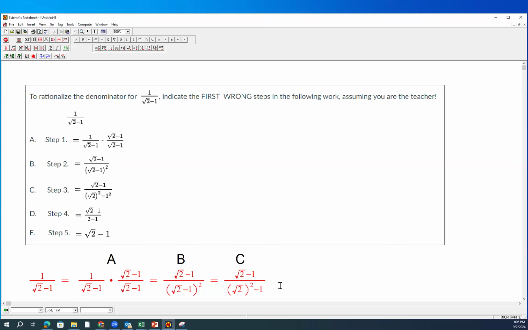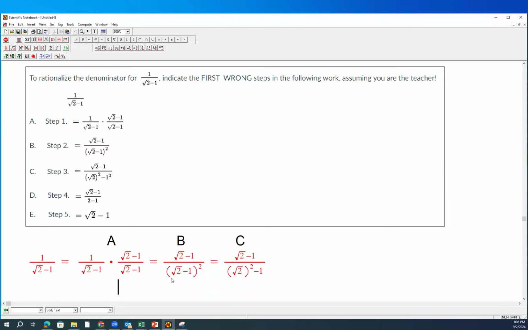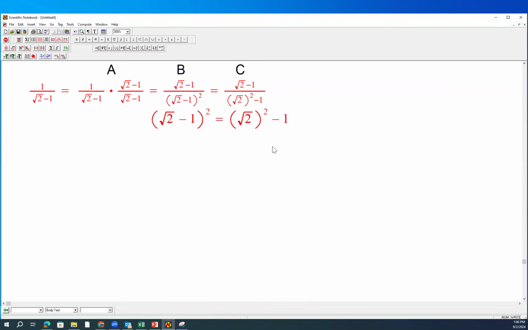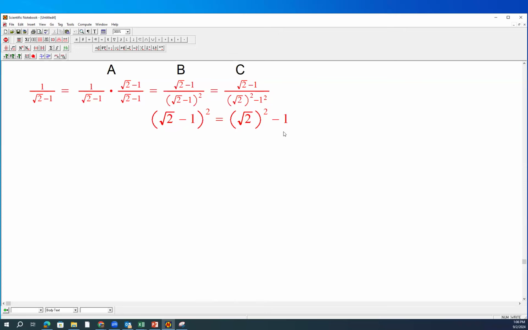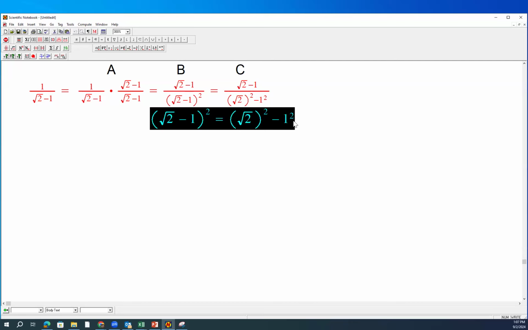Why? Because from B to C, we are basically told this quantity is equal to this other quantity. And that is not true. Numerically, they're not the same. Algebraically, they're not the same either. All right, so let me put this little squared over there so you can see. Of course, 1 squared is 1 as well. So why is this not true?